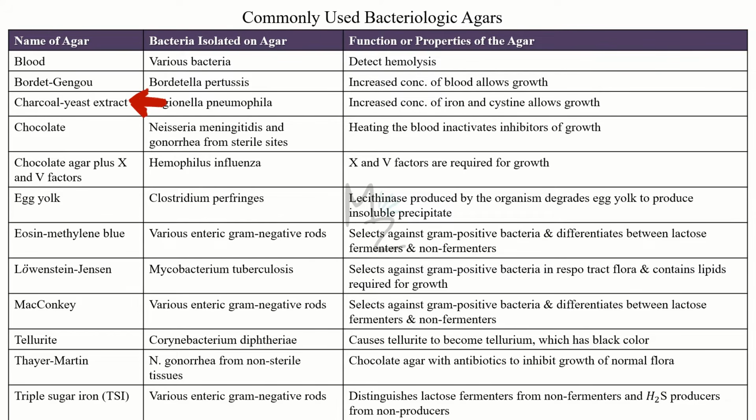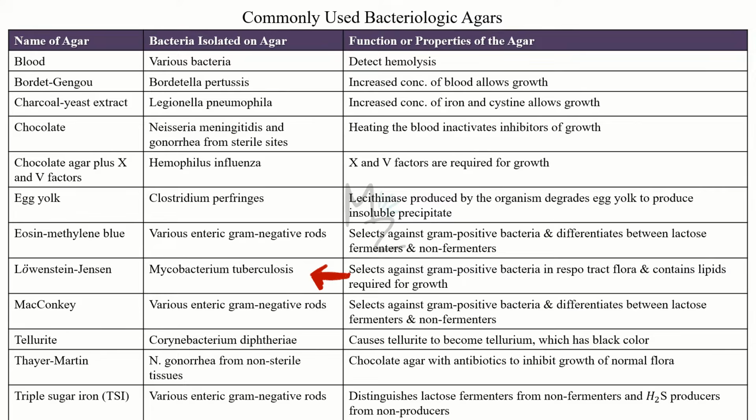The third one is charcoal yeast extract. The bacteria isolated on that agar is Legionella pneumophila, and it has an amazing property that increased concentration of iron and cysteine allows growth. Let me have a look at another one. Okay, let's look at Lowenstein-Jensen.